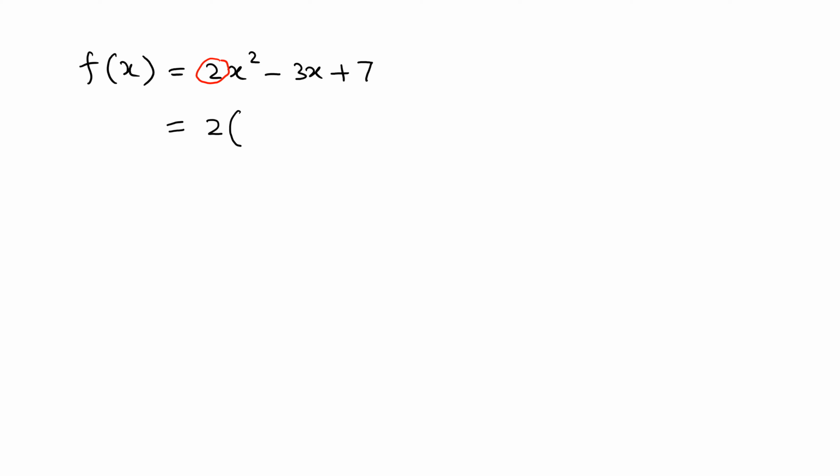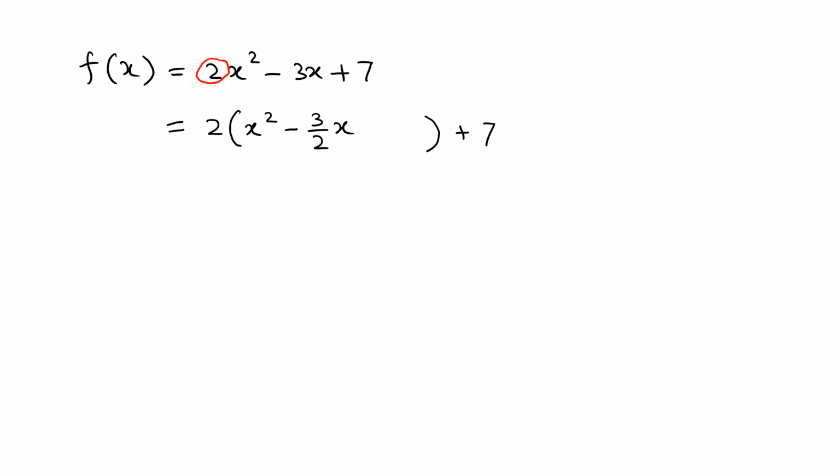That means you divide the terms inside by 2. So you're going to get x squared here, and here we divide by 2, so it's going to be negative 3 over 2 x. And then I'm going to leave a space here and write 7 outside.